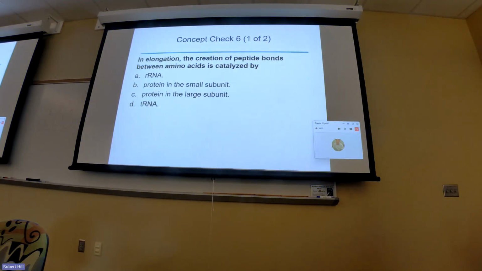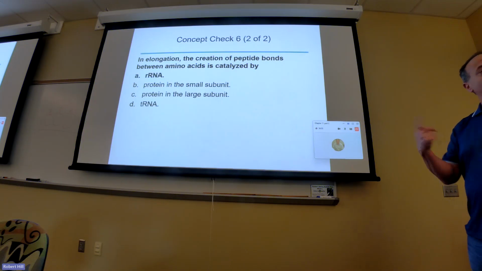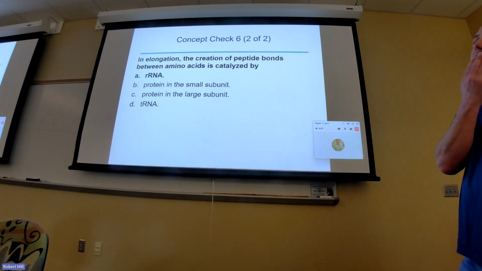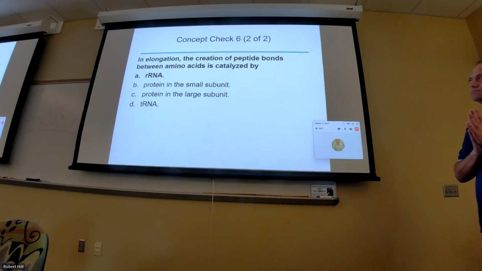All right, in elongation, the creation of peptide bonds between amino acids is catalyzed by what? I really didn't pick up on this earlier, but none of those is exactly right. RNA. Yes, I'm sorry. Yeah, RNA. That is the right answer. That's a good answer. Not wrong with that answer. I was looking at B and C. Right, so it's the RNA component of the ribosome that is catalytic. It can form the peptide covalent bond between the amino acids. Good.